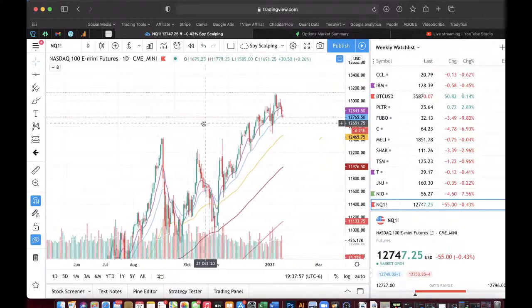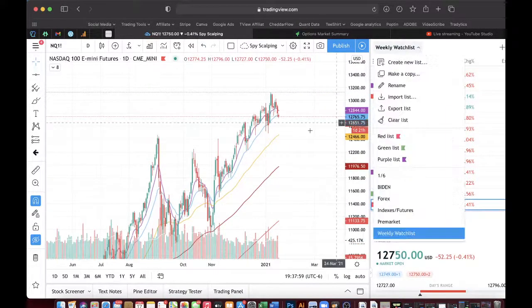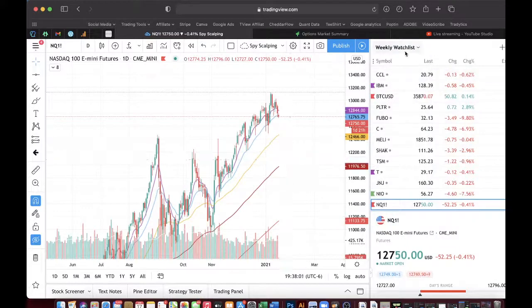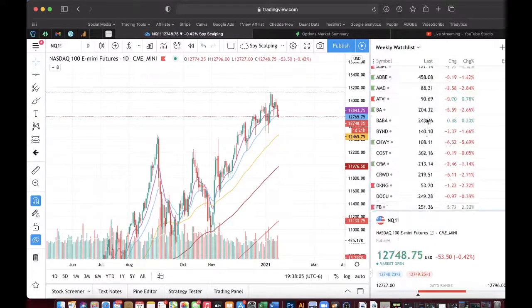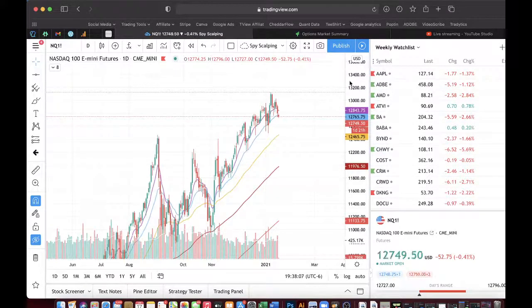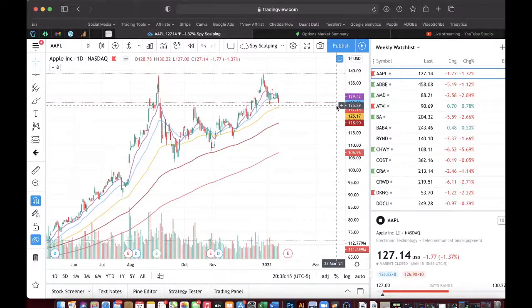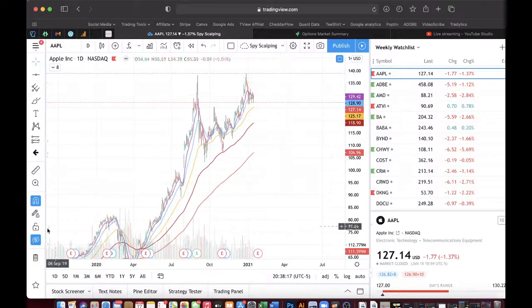All right, so those are the markets holistically. Now I'm going to go over some setups I really like this week. What I do to find these setups is I have my weekly watch list. This is almost all of the stocks I trade on a consistent basis. I run through this weekly watch list pretty quickly just to see if I see anything interesting.